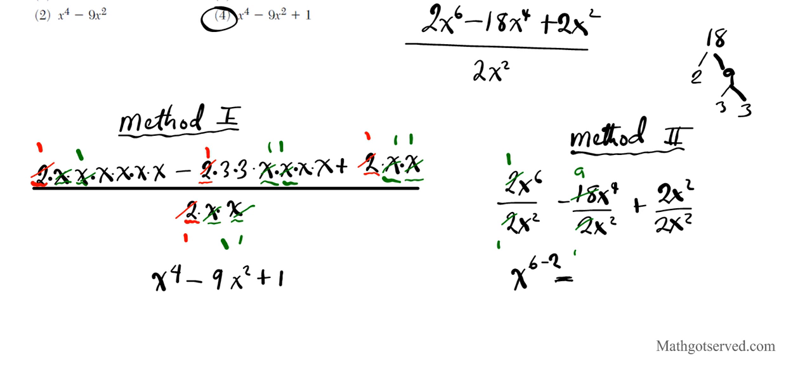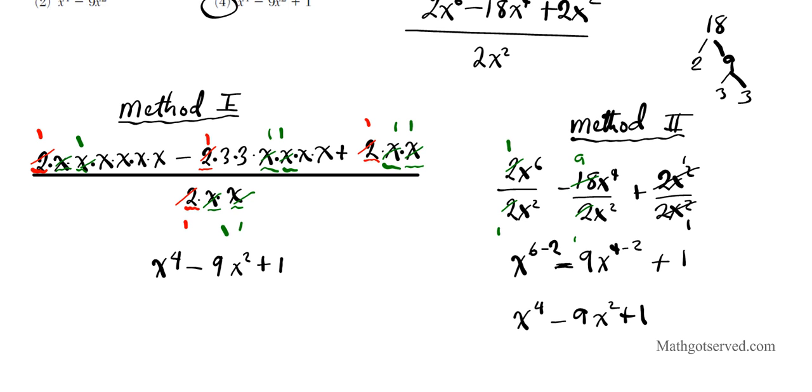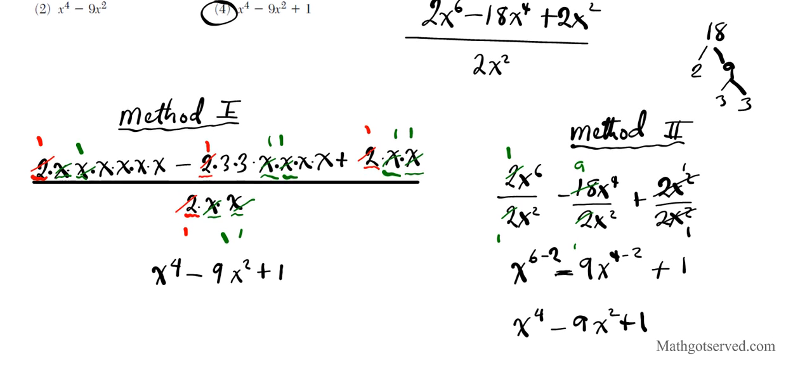And then you bring it down. Let me write that again. You're going to have 9x to the 4 minus 2. Okay? So 9x to the 4 minus 2. Plus, and then these two are identical, so if you divide them out, you just end up with 1. Plus 1. So the final answer is going to be x to the 6 minus 2 is 4, minus 9x squared plus 1. All right? So you can clearly see that your answer is option number 4.